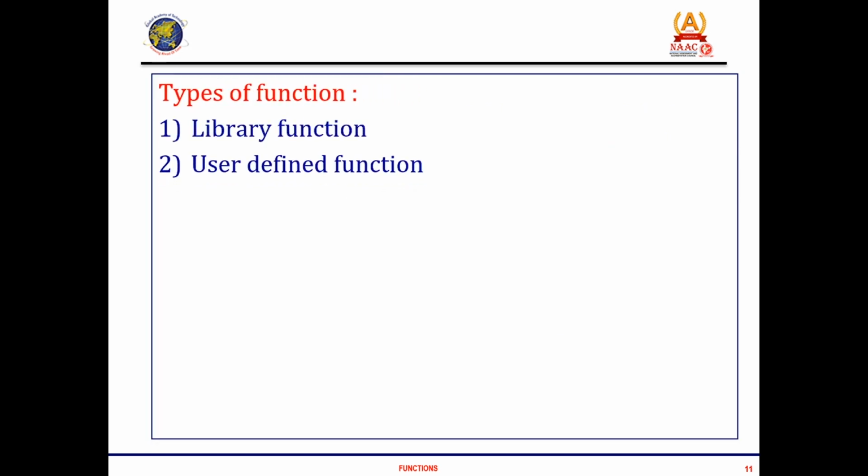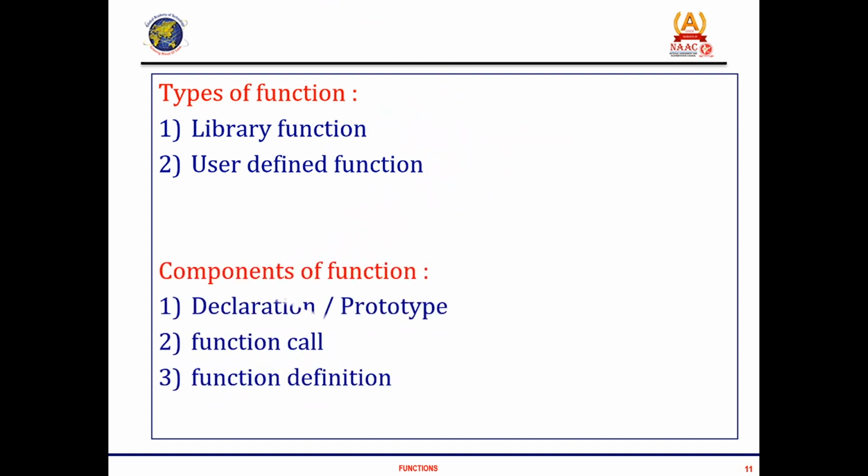Now let us look at the types of function once we know the definition of a function. In the world of C programming, there are two types of functions. One is called a library function and the other one is called a user-defined function. Before we proceed, these are the components of a function. You have the declaration, which is also called a prototype. You have the function call, and you have the function definition. Let us see all this one by one.